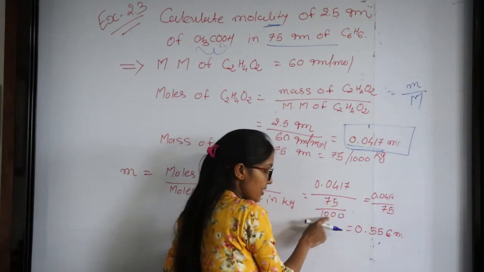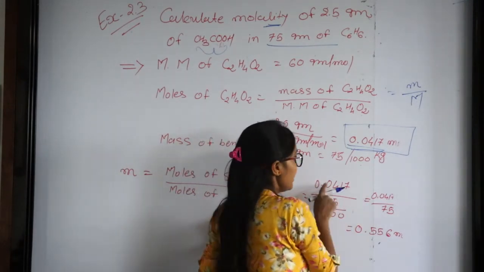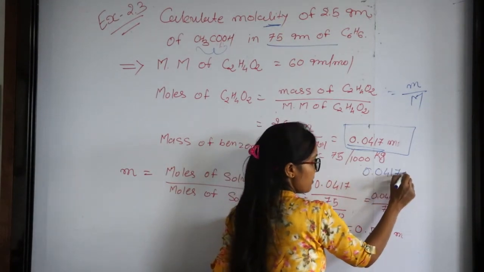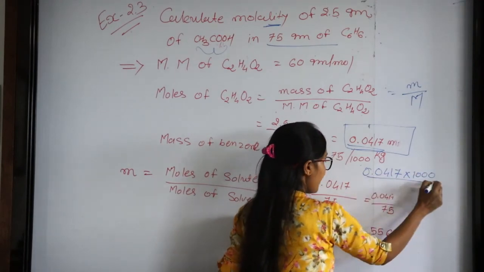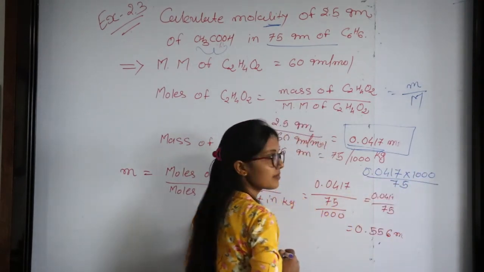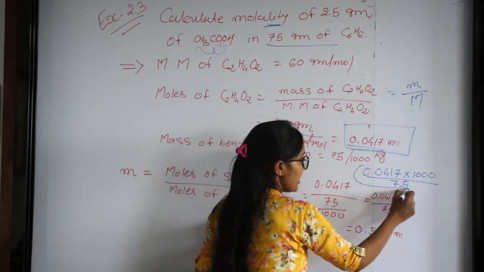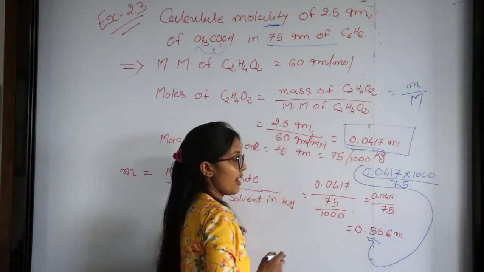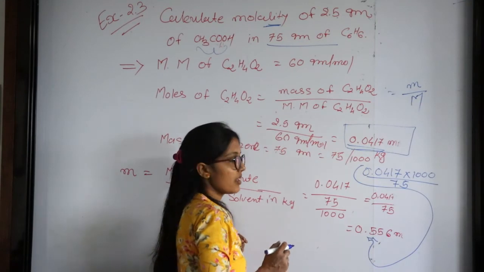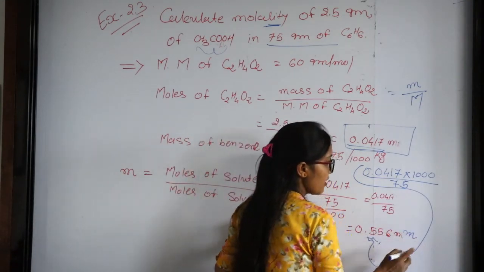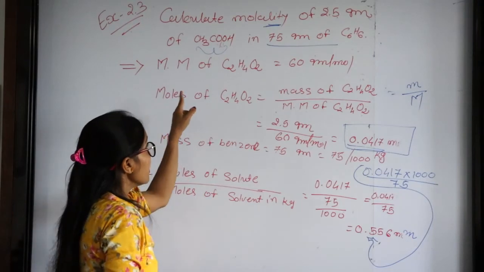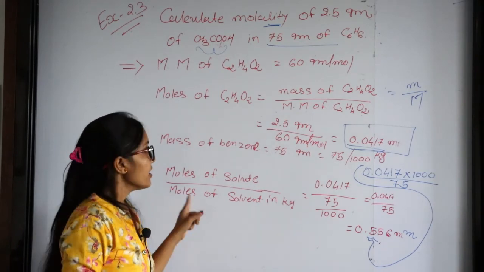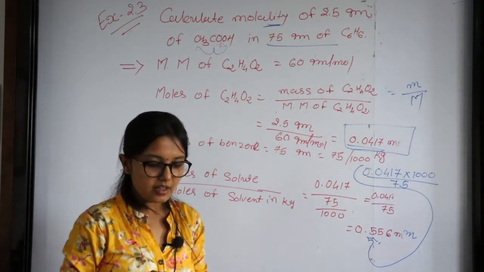The division goes to the upper side, so 0.0417 multiplied by 1000 divided by 75. The calculated value is 0.556, and the unit is small m, because this is for molality. Clear? These three numericals we have solved.